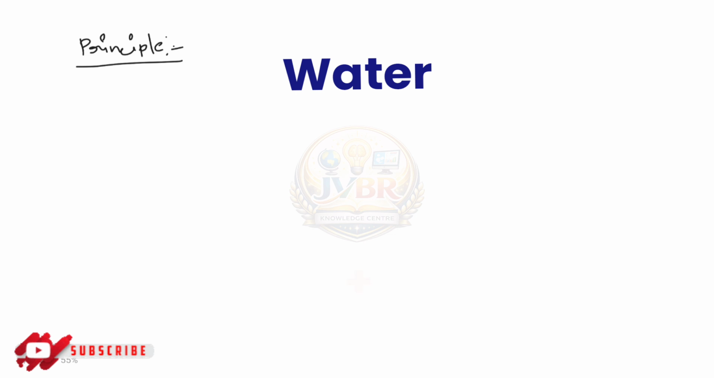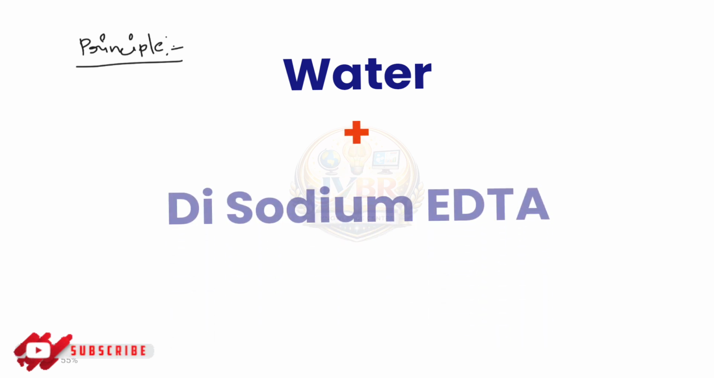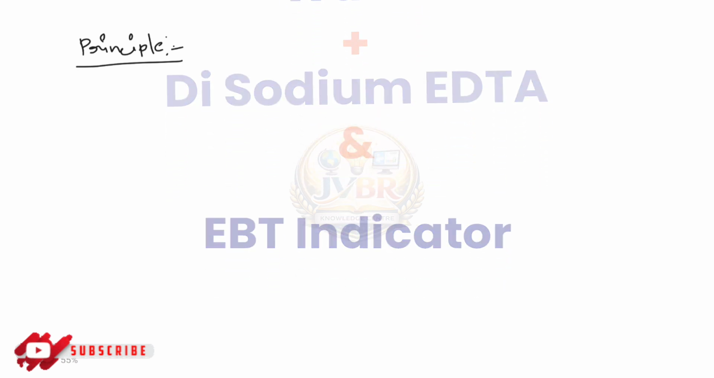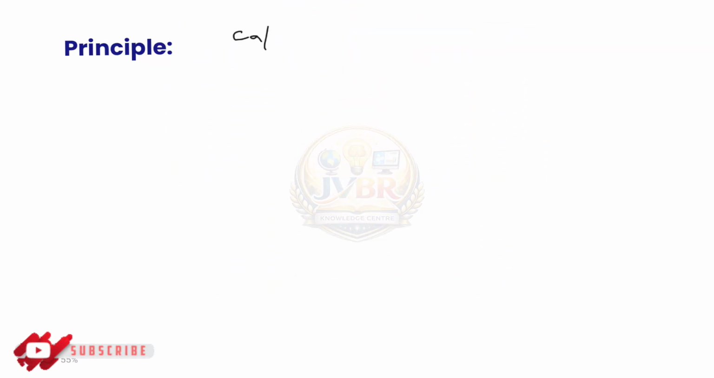Coming to the principle, in this complexometric titration, the water sample is titrated with standard solution of sodium EDTA using EBT indicator. And we know that hard water contains calcium and magnesium salts. Here I am simply writing calcium and magnesium as M. M means metal. Now observe the reactions I am going to write here. Here EBT indicator, eriochrome black T indicator.